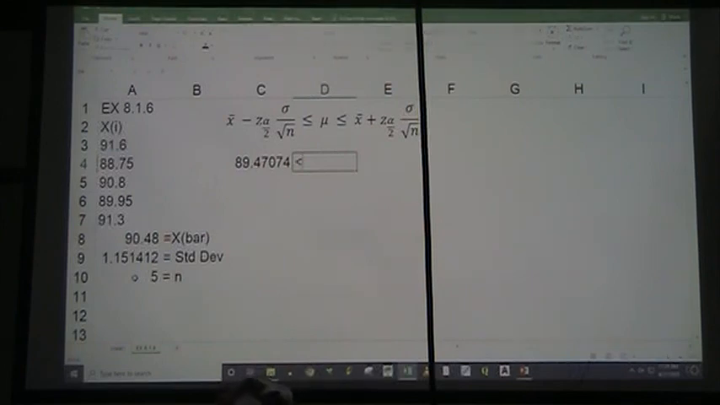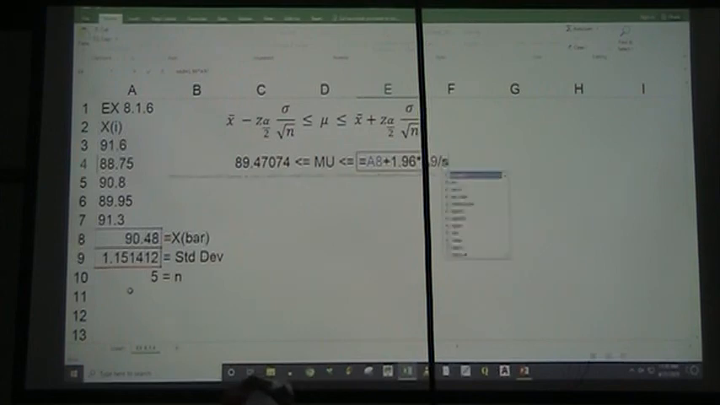Is less than or equal to mu, less than or equal, and then we calculate our upper confidence level. All right, so that's equal to x bar plus 1.96 times our standard deviation divided by the square root of n.